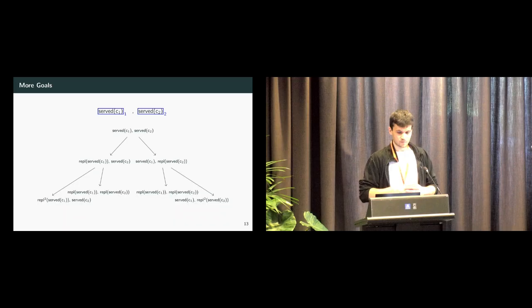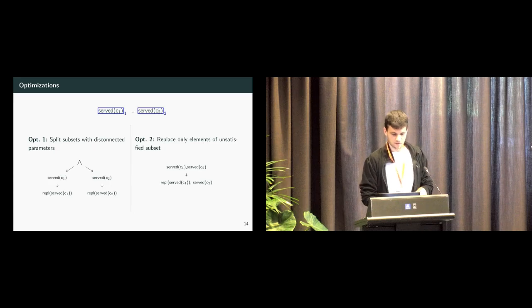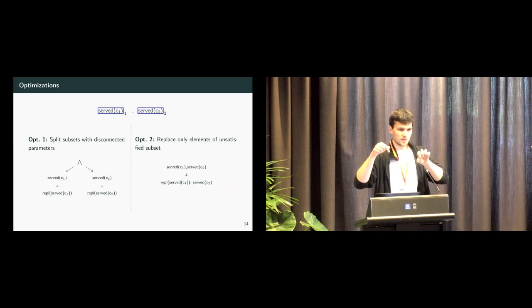If you do simple regression, adding n goals would make it scale exponentially. Essentially, we would go over all these iterations, but there are some simple tricks to make this work better. First of all, we can look at the parameter connections in our query. If the query can be split into subqueries which don't have connected parameters, we can handle them on their own and just sum up the values. That's the first optimization. The second one is we can look whether one subquery is unsatisfied, and if we can find one, we can only explore the facts for this subquery.